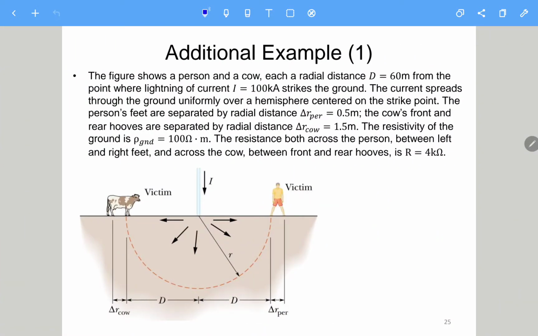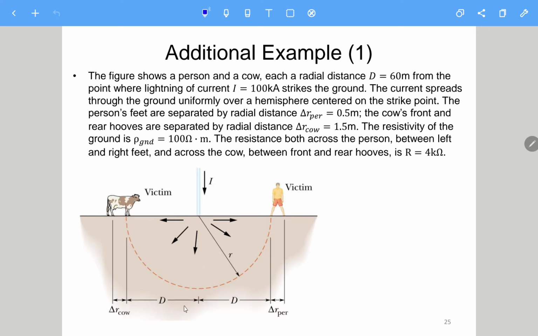Okay, so we have talked about most of the theory about the resistor, so we have some additional examples. This is the first one. Here it says the figure shows a person. The story of this question is interesting. Here it shows a person and a cow.